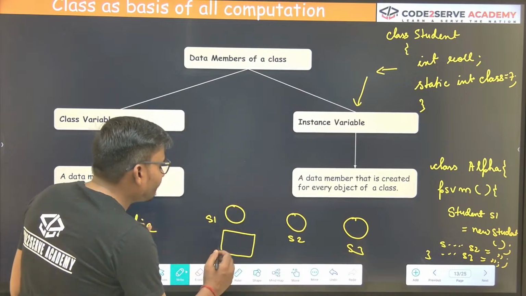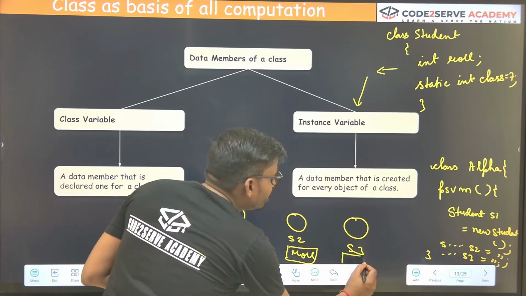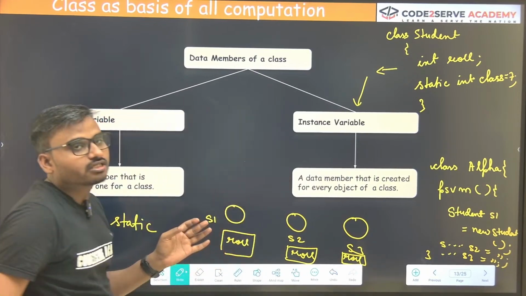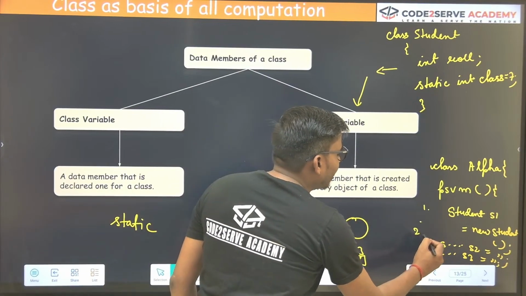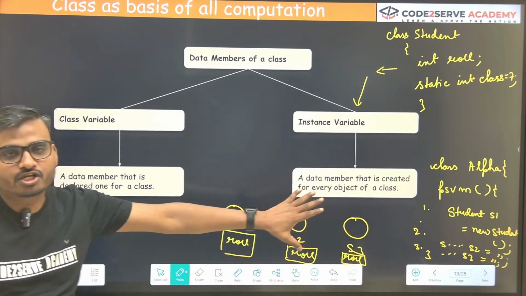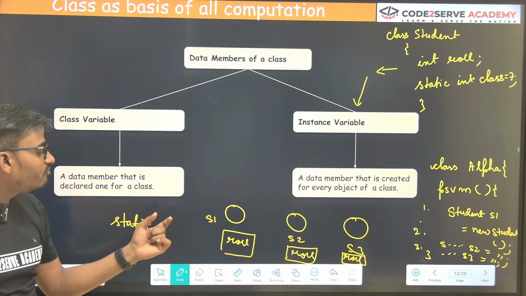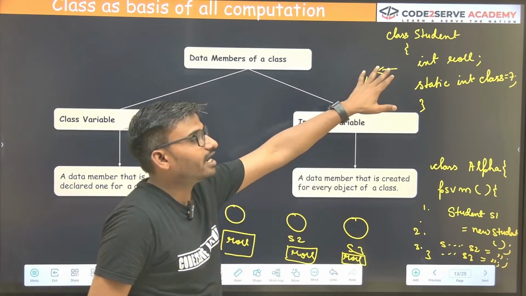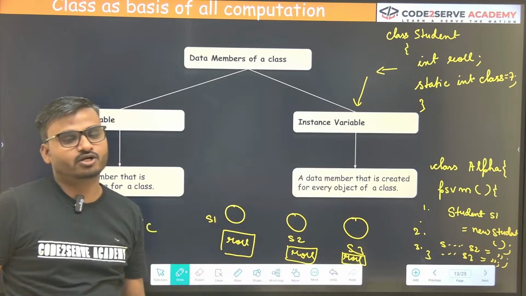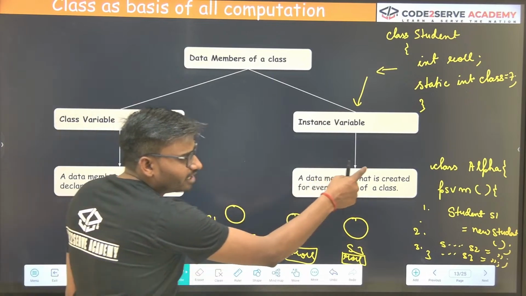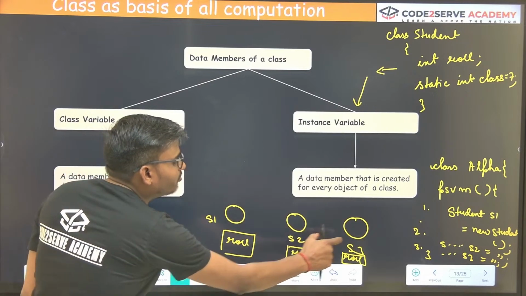So this will have a separate copy of role, this will have a separate copy of role, and this will also have a separate copy of role. That means you created an object three times, first time, second time, and third time. So all three objects, S1, S2, and S3, will have a separate copy of the int variable. That means in all three objects there is a separate copy of role.